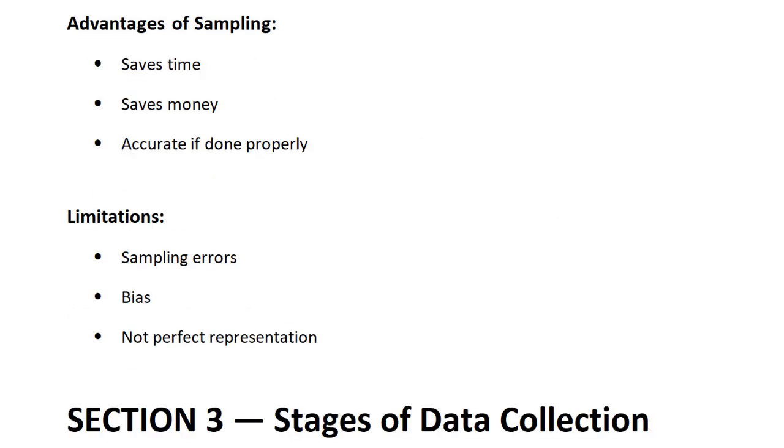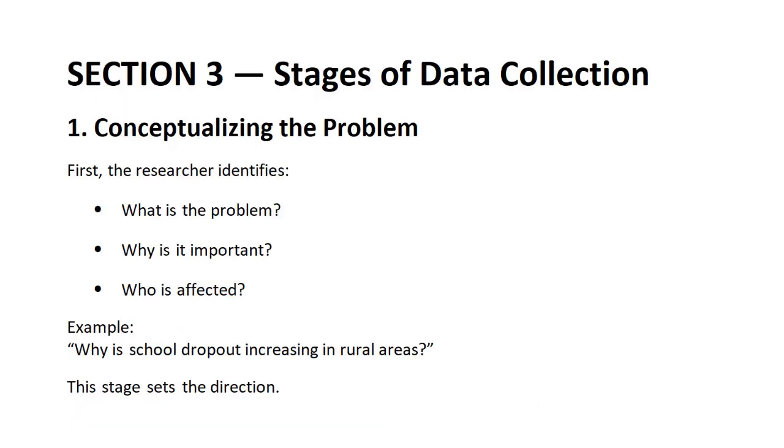What are the advantages of sampling? It saves time, saves money. It is accurate if done properly. Limitations are that there could be sampling errors, bias in sampling, and it is not a perfect representation of the population. Now let us move on to the stages of data collection.